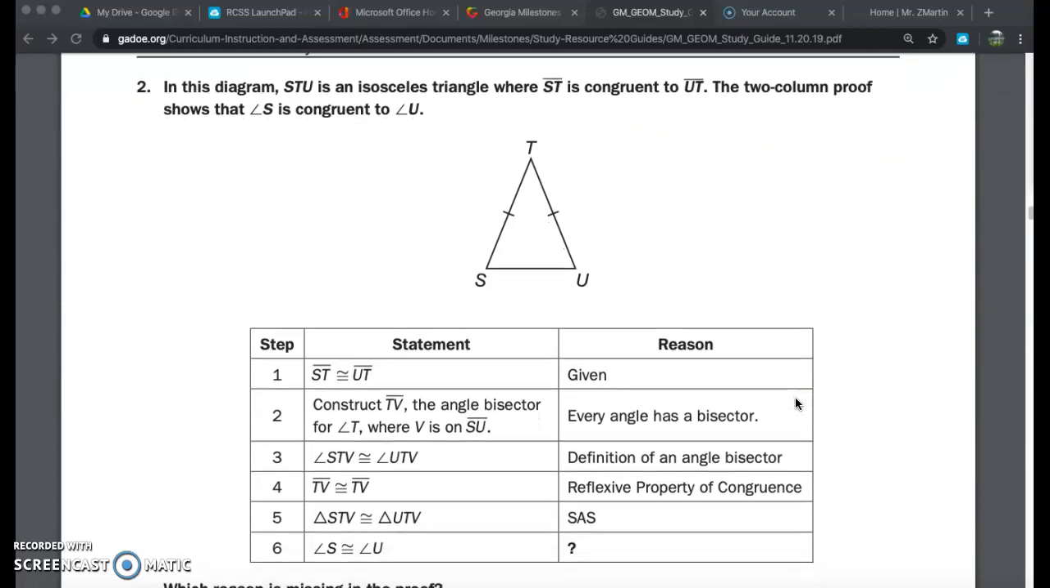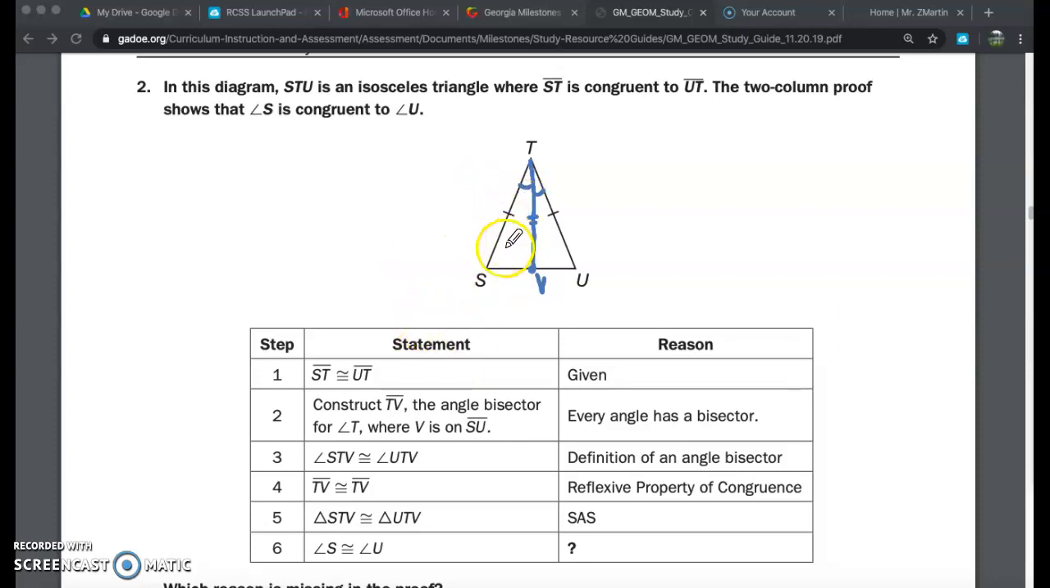There's the question there. Go ahead and pause the video, read over that. All right, so in this diagram, STU is an isosceles triangle where ST is congruent to UT. We see that here. The two-column proof shows that the base angles, S and U, are congruent. So I went ahead and marked out what the proof shows. One, we already know that ST is congruent to UT. I constructed an angle bisector, TV. We know that these angles are congruent by definition. We know that TV is congruent to itself through the reflexive property of congruence.